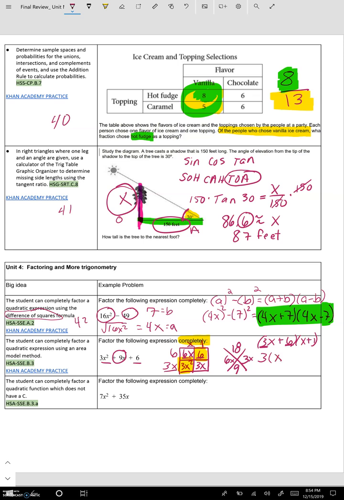And you can check yourself. If I was going to distribute it, is 3 times x 3x? It is. Now if I take 6 and divide it by 3, I get 2. Okay, and check yourself. 3 times x will give you 3x, and 3 times 2 will give you 6. So I know I've done it correctly. You should always be able to check your work in math. But this other piece, x plus 1, just stays the same. Okay. Now my expression is factored completely.